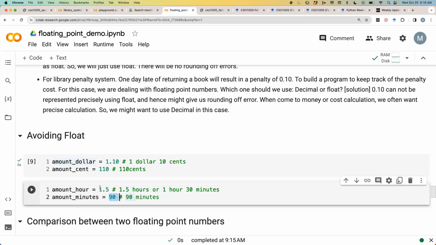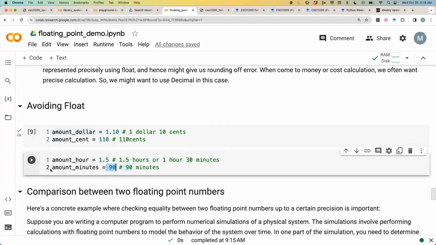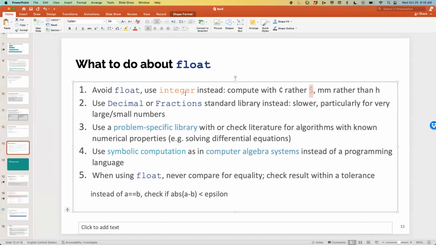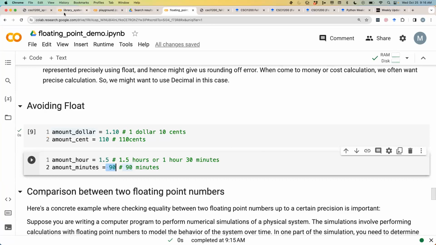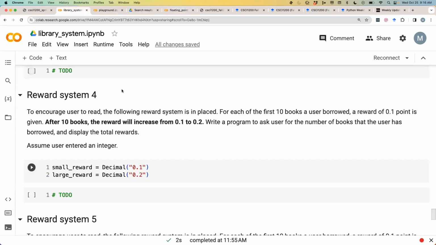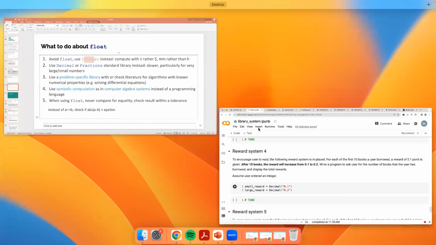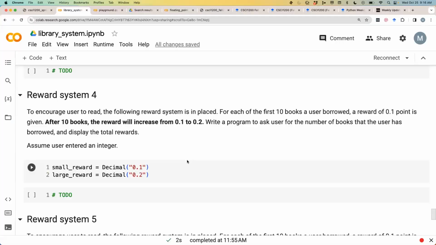Now, the difference is that this is dealing with floating point numbers and this is dealing with int. And we love to deal with int because everything will be precise. Okay? Now, that's the idea of how to avoid float by converting it to corresponding integers. Now, in the lab, you will have a chance to play around with this, with the library system that we have shown. Now, before we proceed further, I have one thing that I want to mention regarding the lab.